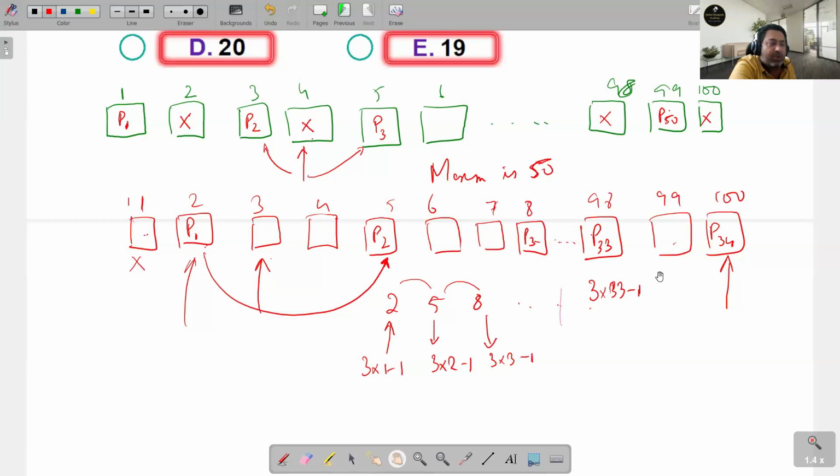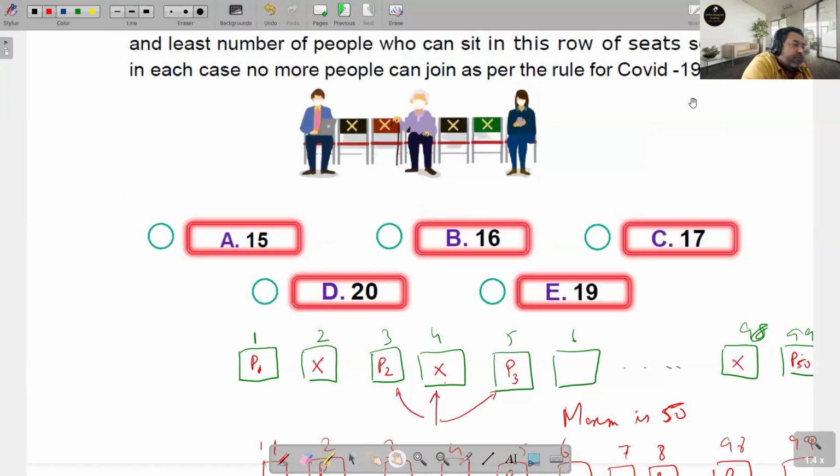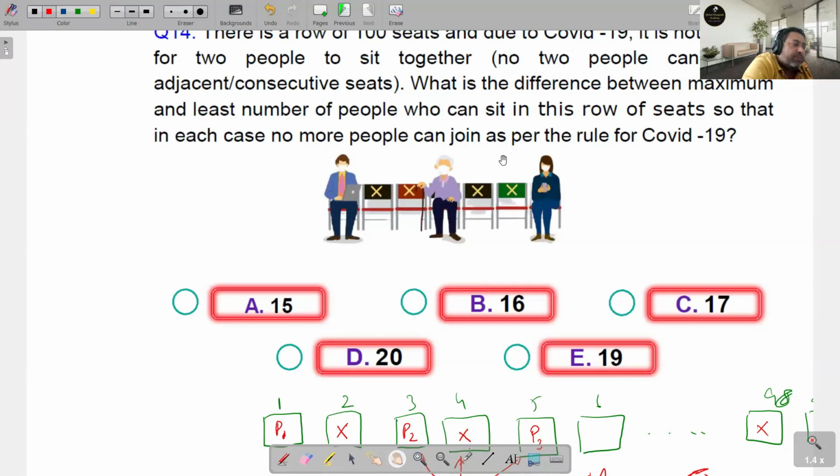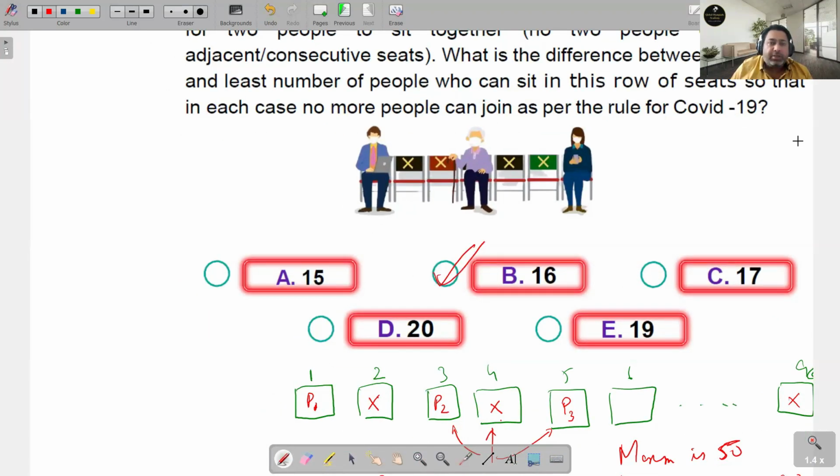Okay. But in this case, we are actually wasting 1 seat as compared to the previous case, and therefore the minimum number of people when nobody else can join anymore will be 34, right? So the maximum we saw was 50. So the difference of the number of people who can sit will be 16. All right. So the question said, what is the difference between maximum and least number of people who can sit? So least number of people is 34, maximum is 50, and hence the difference is 16. The correct answer is option B, which is 16. All right. So I hope you understood this solution. Let's move on to the next one.